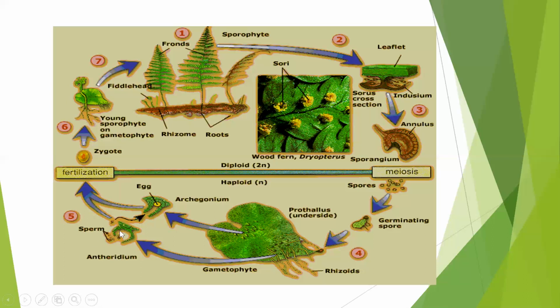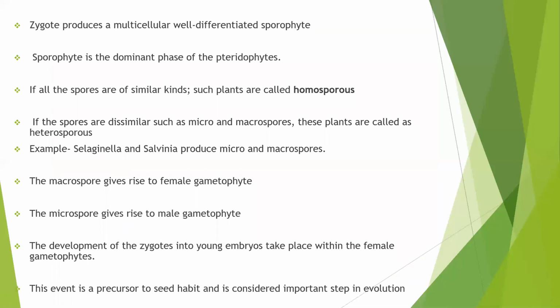The antheridia produce sperms, which swim and reach the archegonia. The sperm fuses with the egg and forms zygote. After fertilization, this zygote divides to form a sporophyte. And this sporophyte is initially grown on the gametophyte. Later on, it becomes separate and lives a free life. So here you can see the gametophyte is not dependent upon sporophyte, and the sporophyte is also not dependent upon gametophyte.